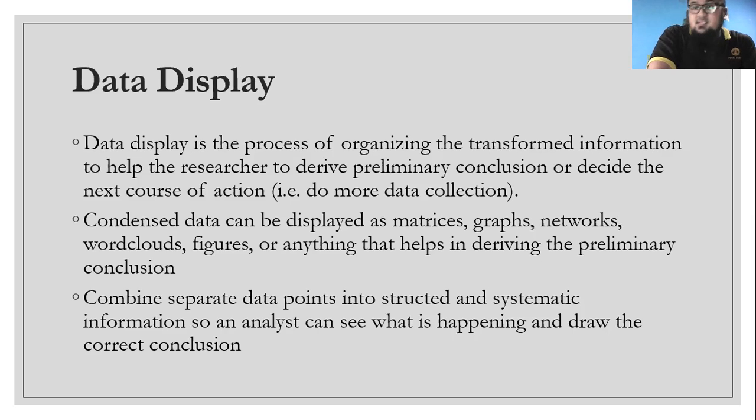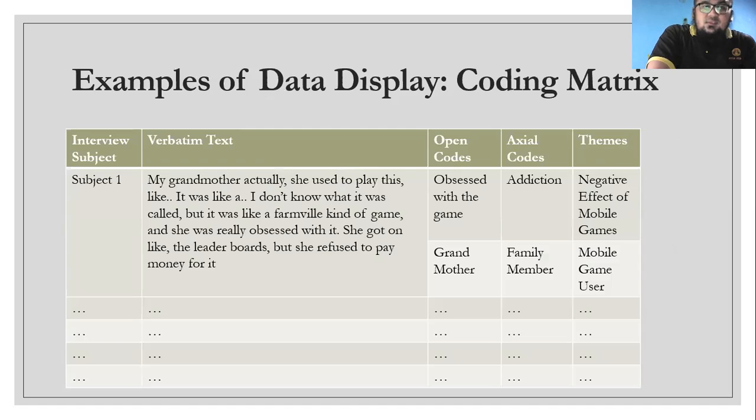The next part is data display. In this case, you can make an interview matrix or a network model, basically anything that helps you to process and explore the data. You want to explore the data to make a preliminary conclusion, but in order to do so, you have to display the data. So after you've done the coding, you have to rearrange the code somehow to make it easy for you to make a conclusion.